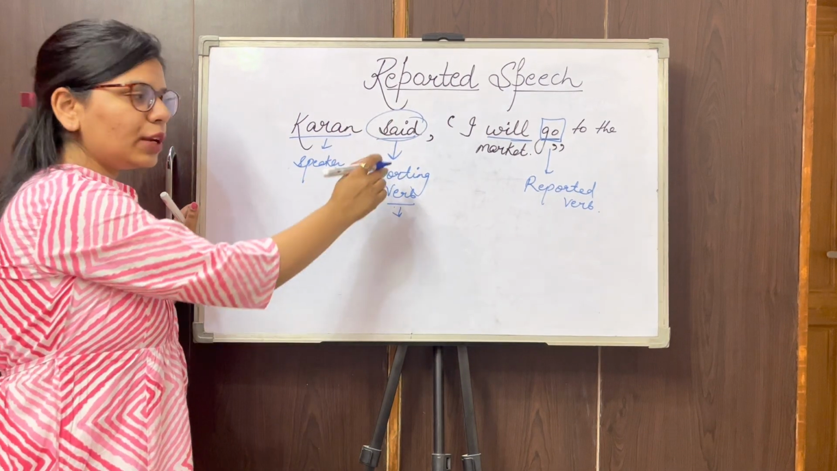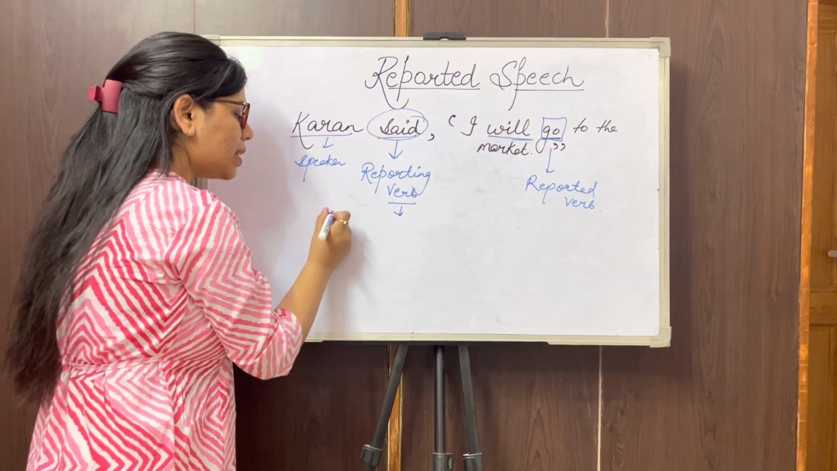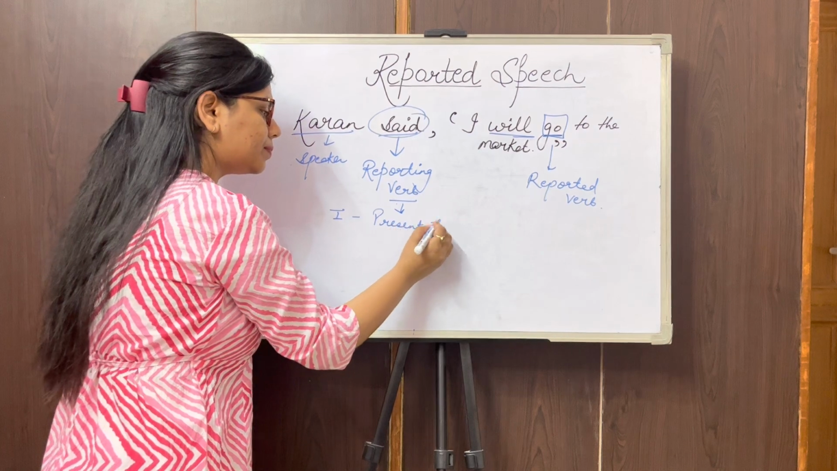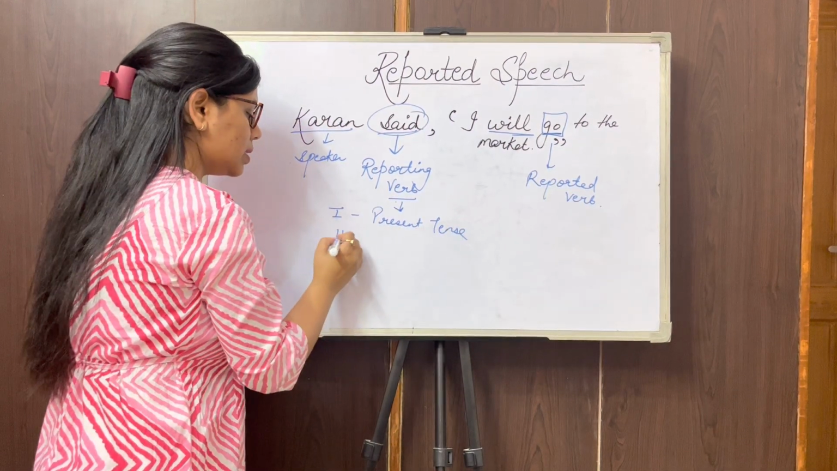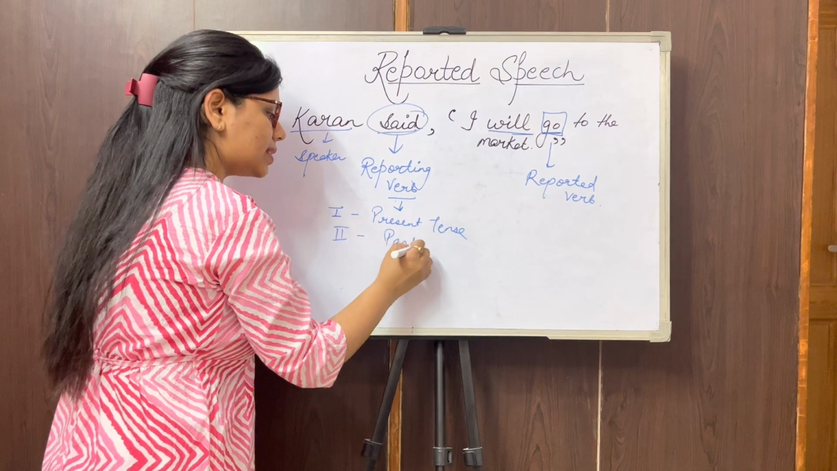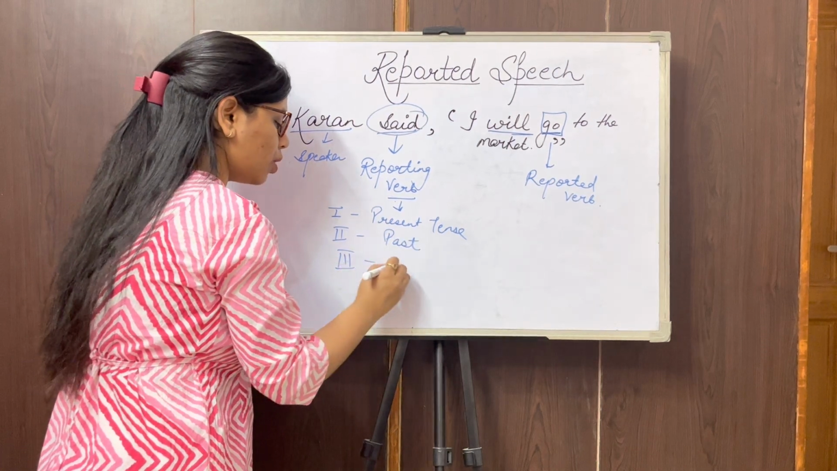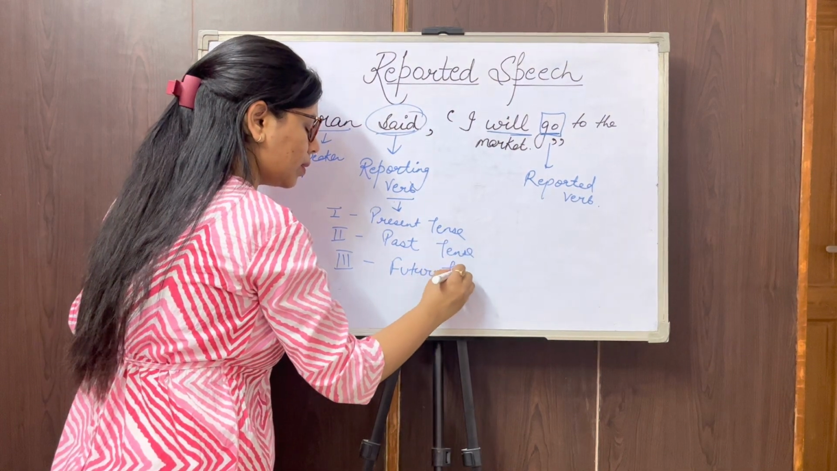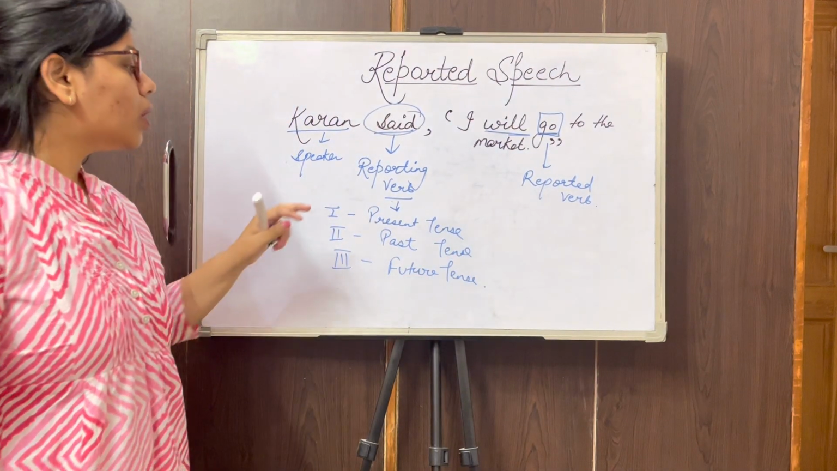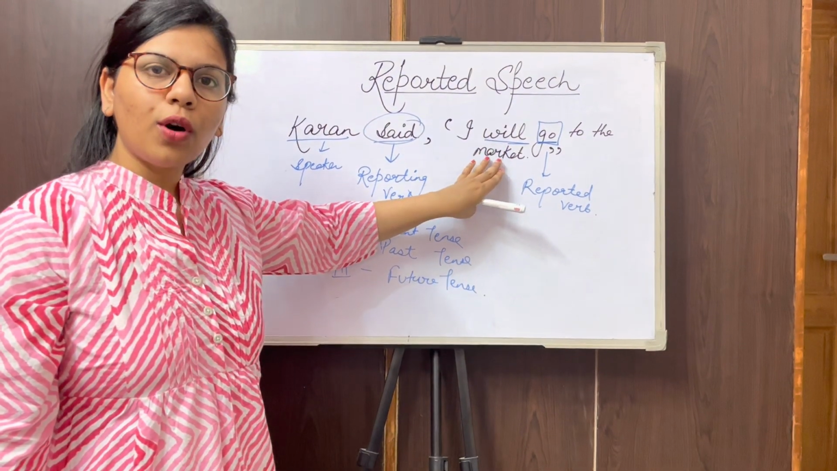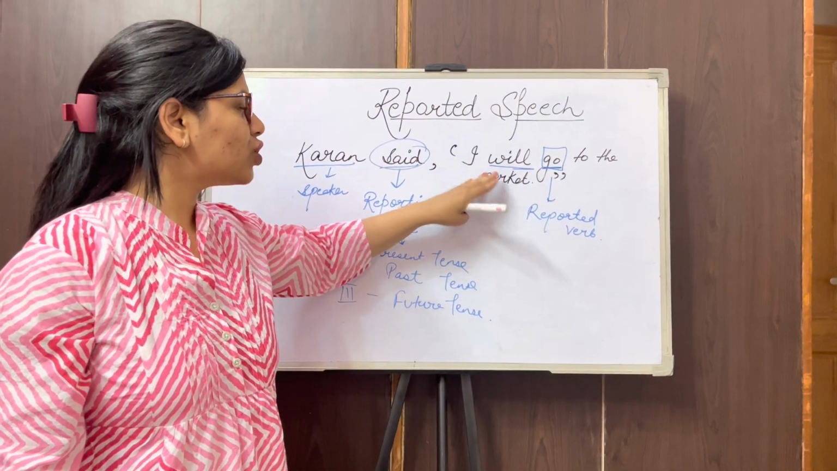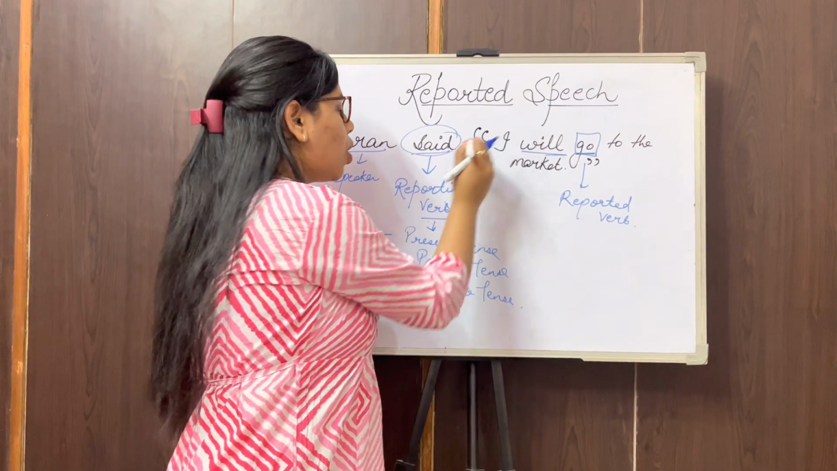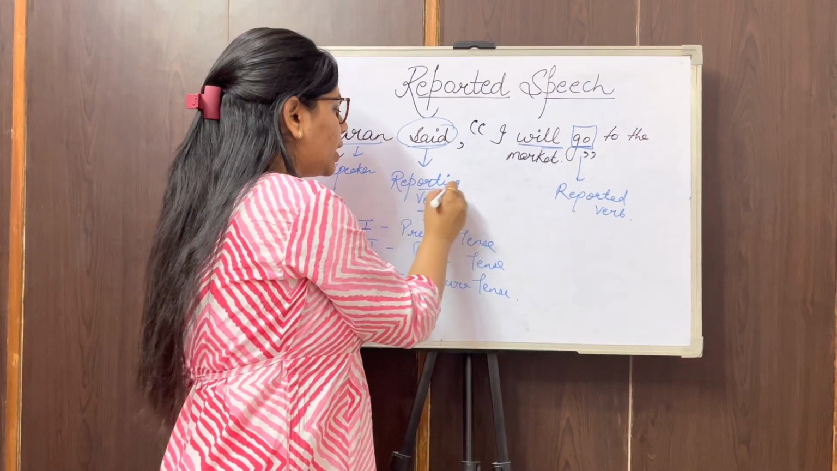You have to identify what this verb is. It can be present in three tenses. First one is the present tense. Second is your past tense. And third is your future tense. Now, whether we will change the verb of the sentence present in inverted commas will depend on the form of this reporting verb.